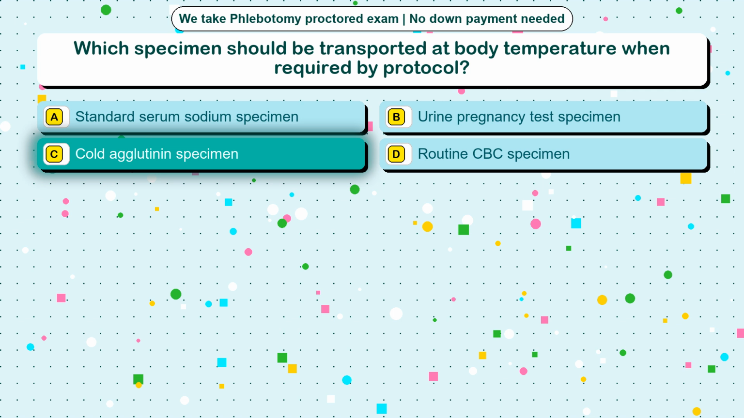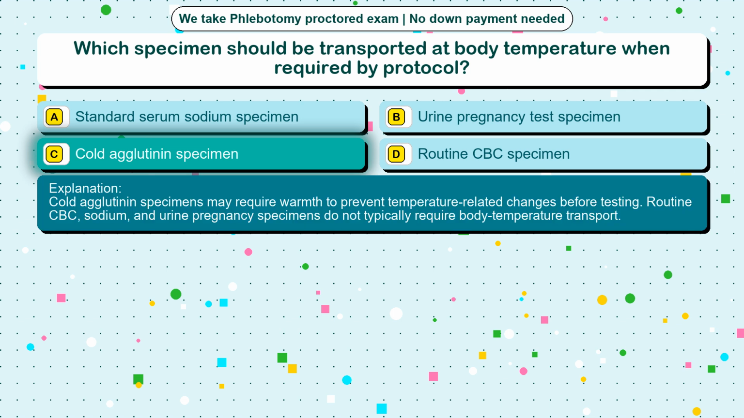Cold agglutinin specimen. Cold agglutinin specimens may require warmth to prevent temperature-related changes before testing. Routine CBC, sodium, and urine pregnancy specimens do not typically require body temperature transport.